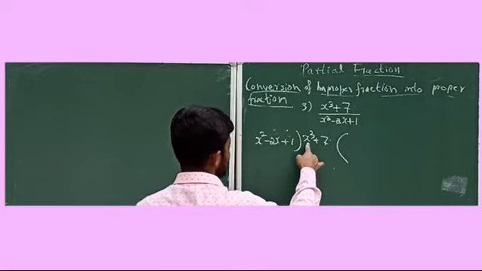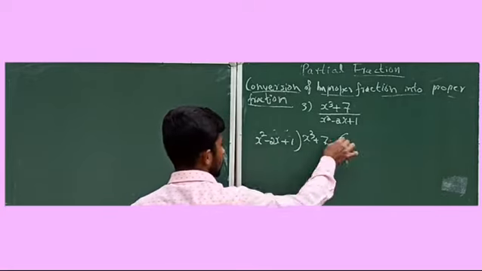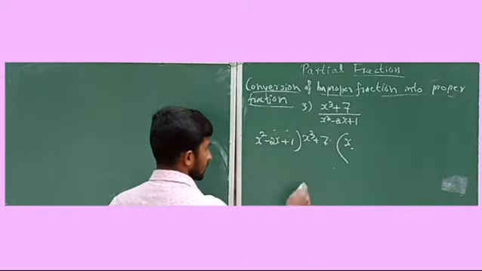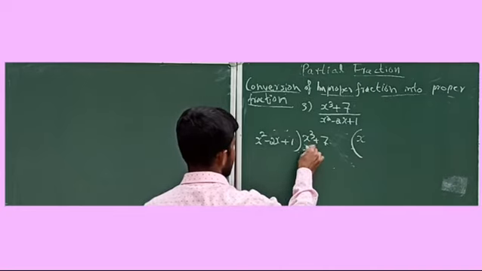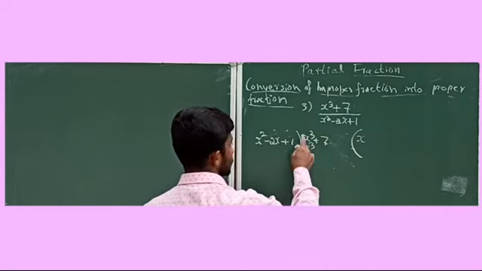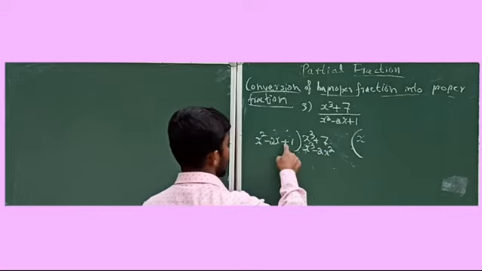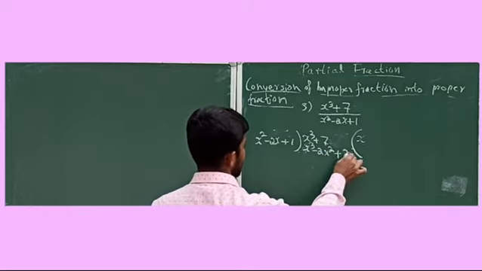Here see, x cube is there. How to get x cube? You need to multiply by x. Okay, in the quotient you need to write x. x into x square is x cube. Minus 2x into x is minus 2x square. Plus 1 into x is plus x.